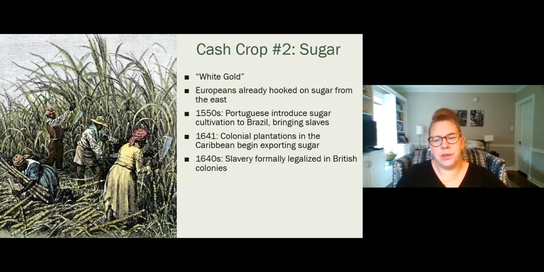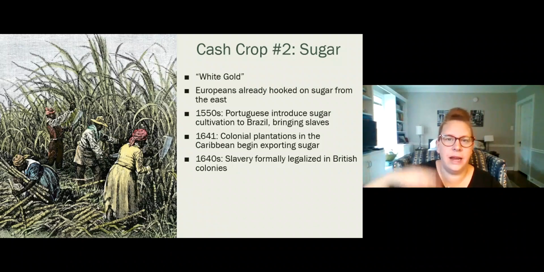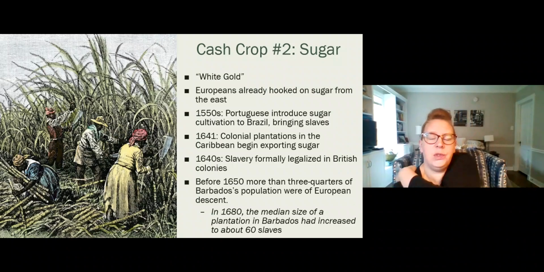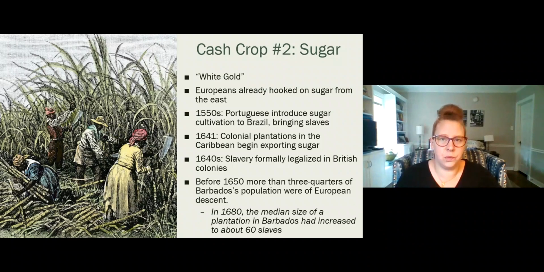So in the 1640s, slavery was formally legalized in the British colonies. Before this, you didn't really have British slavery, or it was kind of going, but in the 1640s, they were like, no, this is happening, and we're codifying it, and we're making it 100% above board legal to have these slaves. And it was primarily because of the sugar industry. And this changed the demographics of the Caribbean astronomically, okay? Before 1650, three-quarters of Barbados was white European, okay? In 30 years, the median size of the plantation had increased to about 60 slaves. The vast majority of the population was African slave.